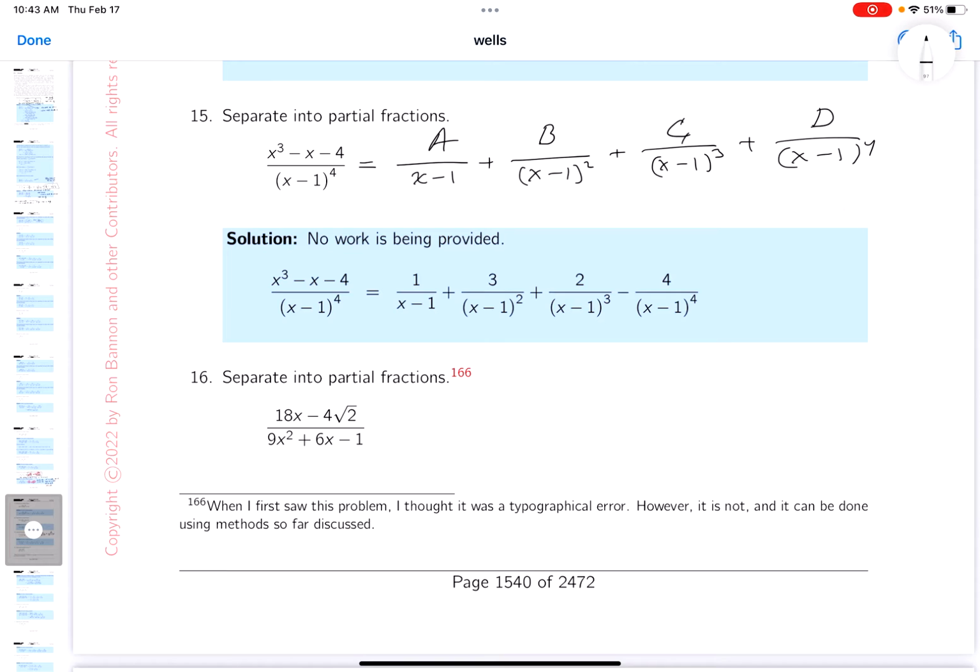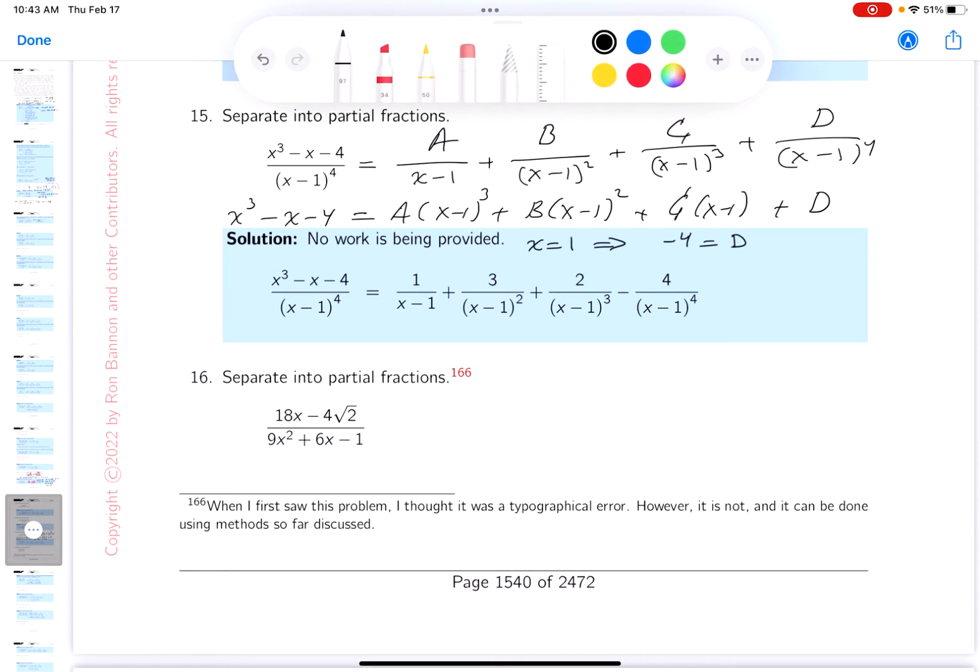What I'm going to do, as I've always done, is multiply both sides by the LCD. And you're going to get A times (x minus 1) cubed plus B times (x minus 1) squared plus C times (x minus 1) plus D. And then I'll pick an easy number. The number I'm going to pick, believe it or not, is the number 1, because it's easy. So what do you get over there? On the right side, you just get D. On the left side, a little more complicated, you would get 1 cubed minus 1, minus 4. So now I know that D is minus 4.